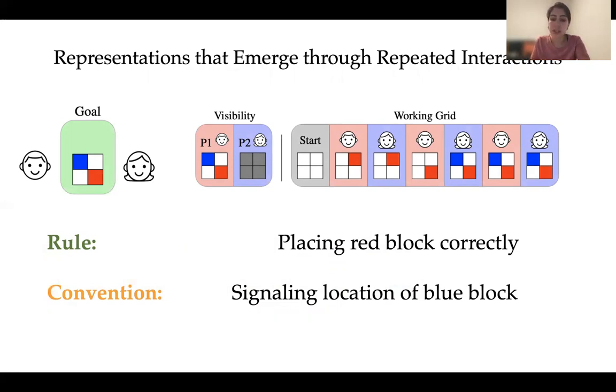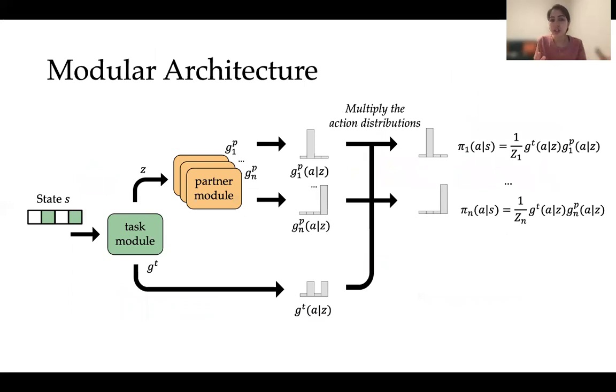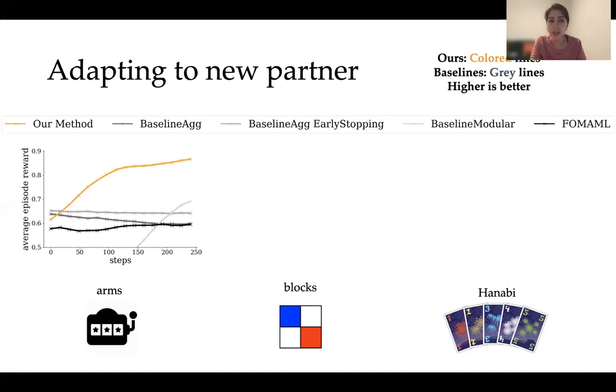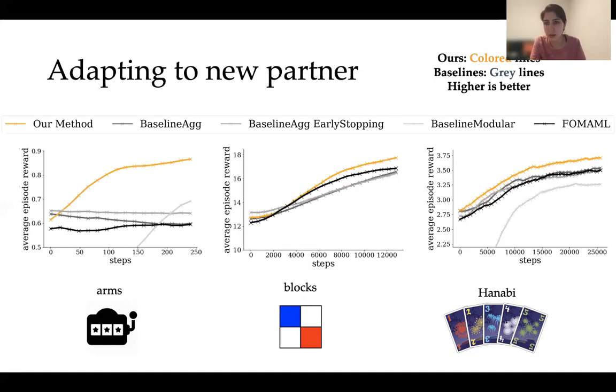of low-dimensional representations. Specifically, we have been looking at a modular structure where we separate partner-specific representations and task-specific representations. Through this modular structure, you're able to better learn low-dimensional representations of the other agent. We have some preliminary results on this in an ICRA paper this year. We have shown this working in a collaborative multi-armed bandit game, as well as a block placement game like the one I was talking about earlier, and a version of the game Hanabi. We compared this modular approach against a few different baselines, including first-order MAML, and our approach is better at adapting to new partners.